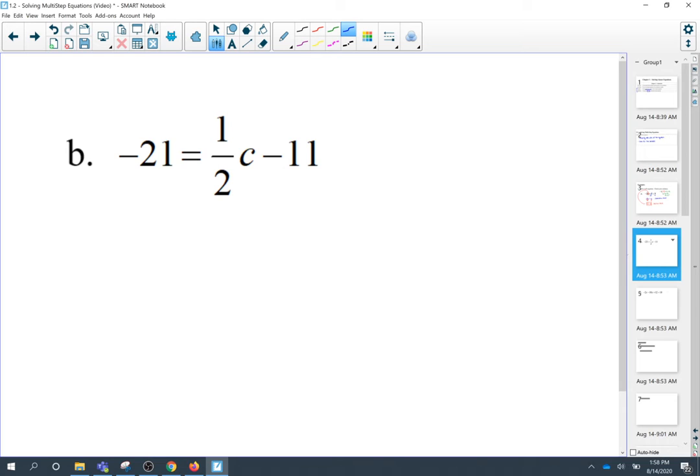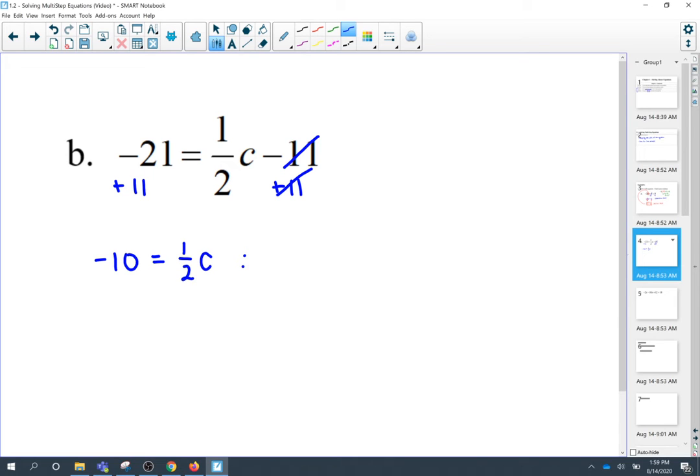Now again, 1/2 is right next to that c. He's hugging him. He's holding on for dear life. He doesn't want to go home. Minus 11 is kind of out here to the side, hanging out near the door. This guy goes home first. The opposite of minus 11, we're going to add 11. We're going to add 11. These two are going to cancel. Negative 21 plus 11 is negative 10. Equals 1/2 c. We bring it down.